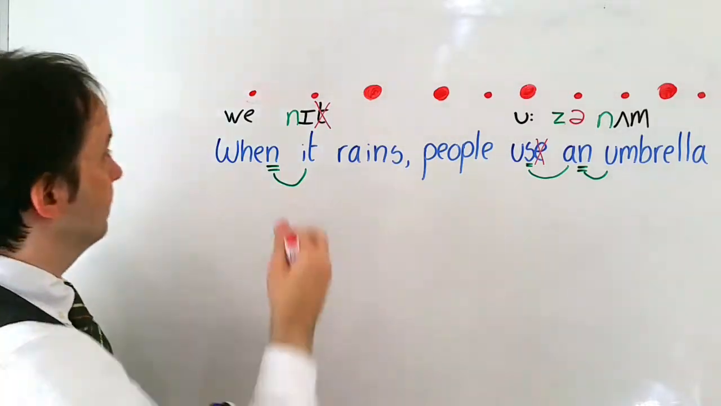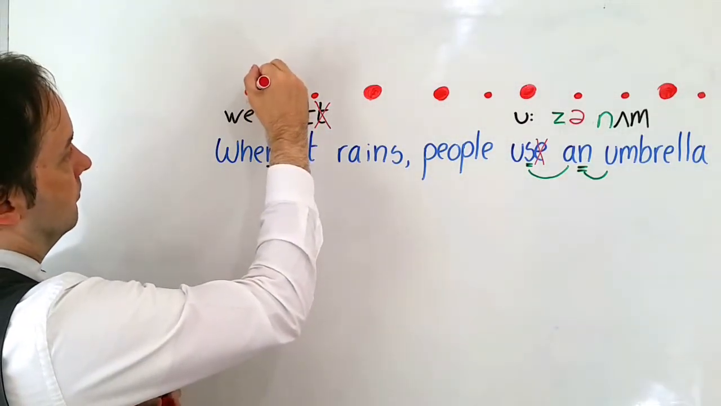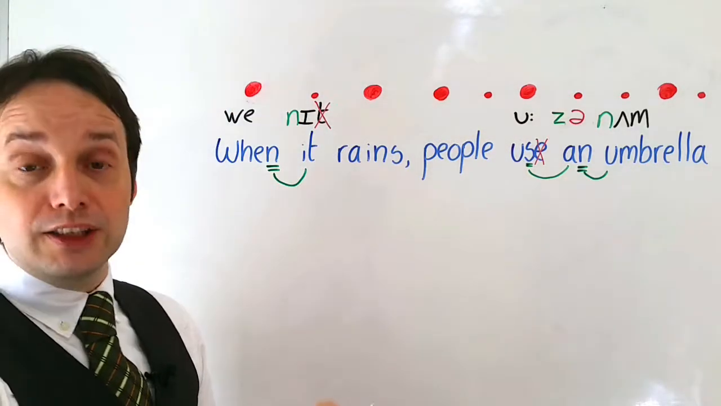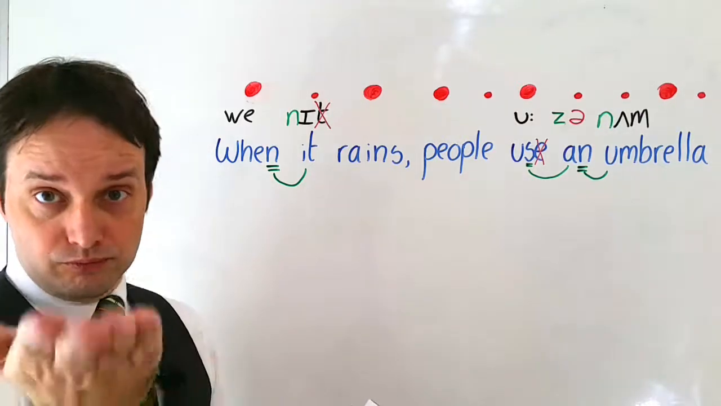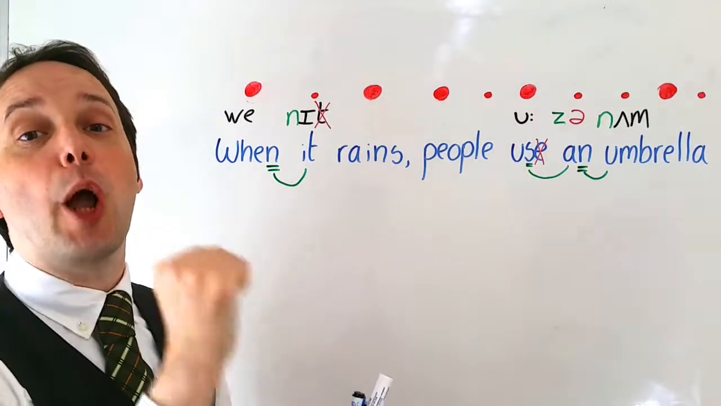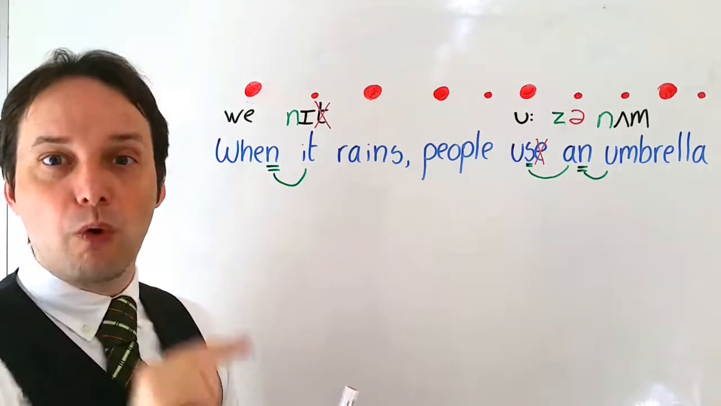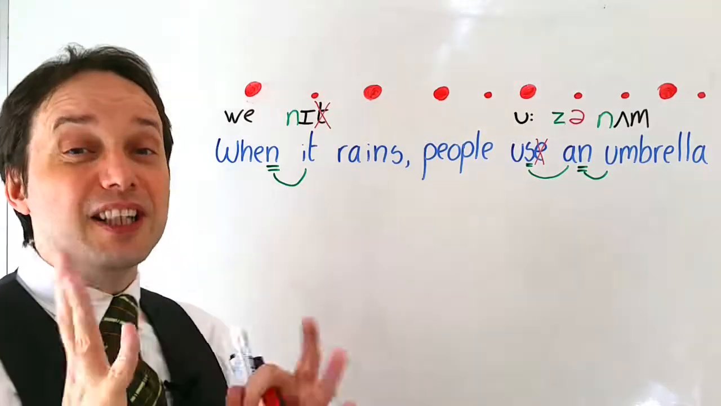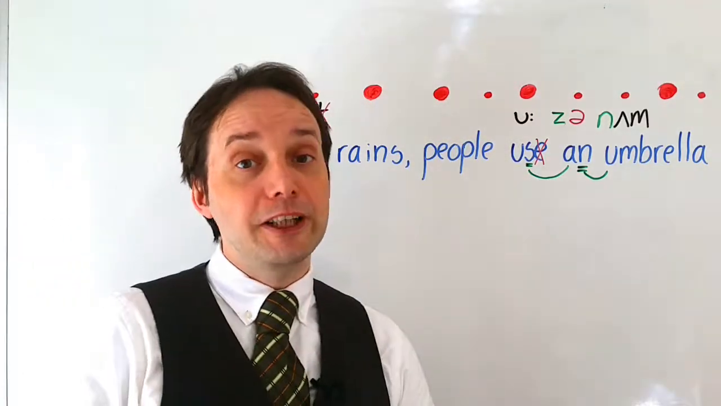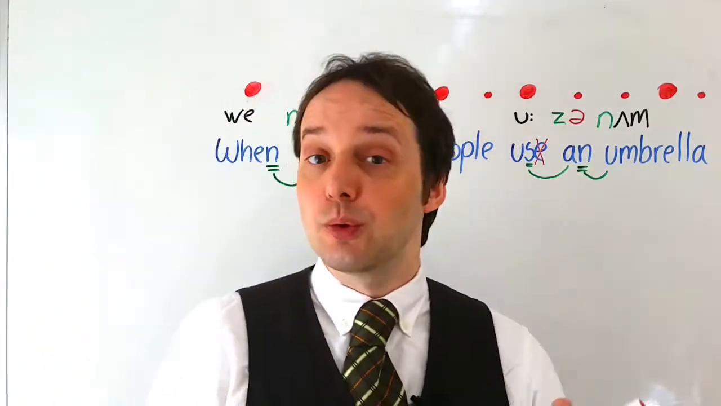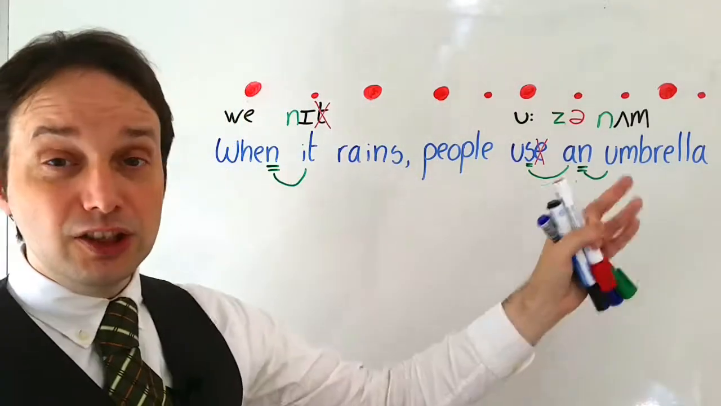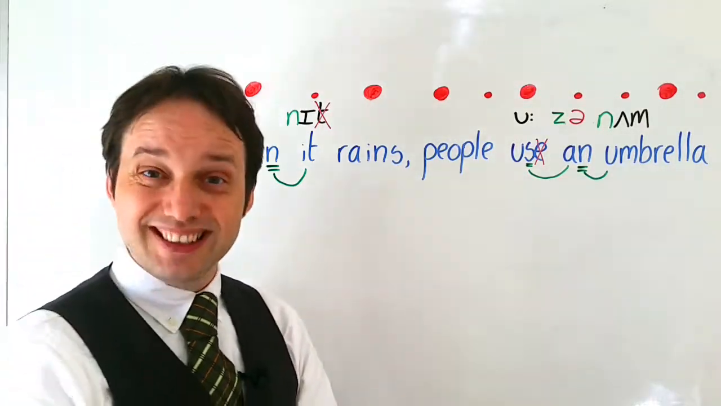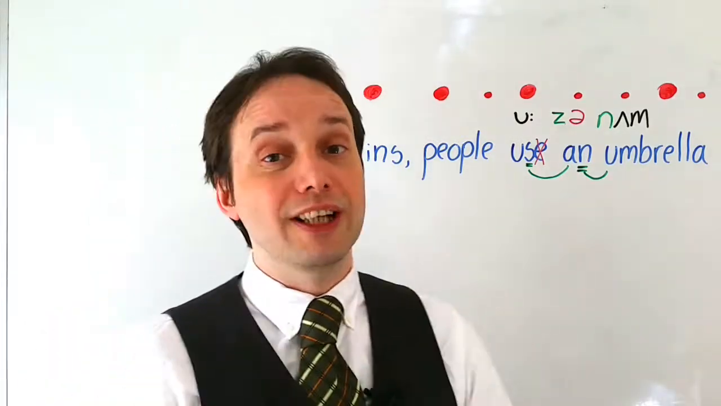Okay, you try. When it rains, people use an umbrella. Okay, one more. When it rains, people use an umbrella. Good. One more. Perfect. Very good. And this sentence stress is a very important feature of natural English pronunciation. So practice the sentence, then try changing the vocabulary to make different sentences, and practice the sentence stress again.